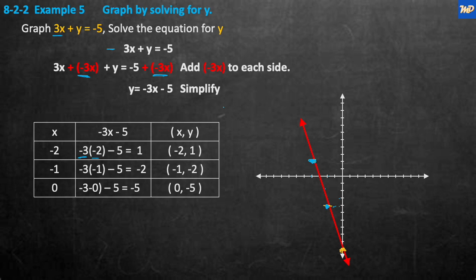Okay? And then the final one is 0. Here's 0, minus 5. So we're going to go way down here to minus 5. 1, 2, 3, 4, minus 5. We're going to put our line through it. And there's our solution. There's the line, the graph of this equation up here.